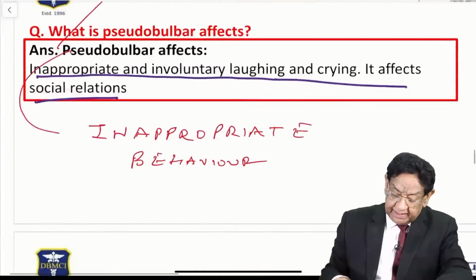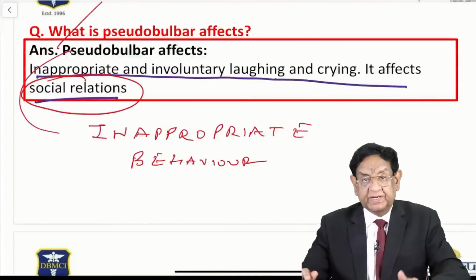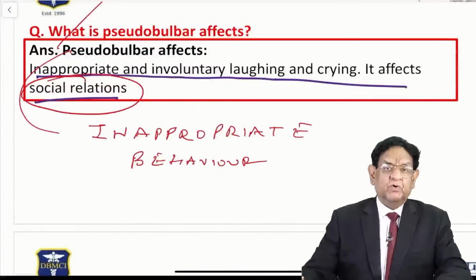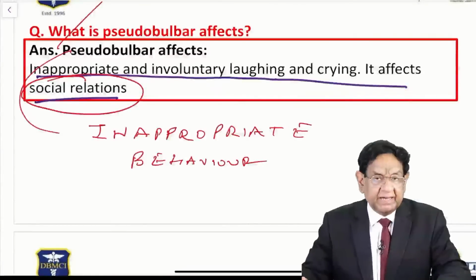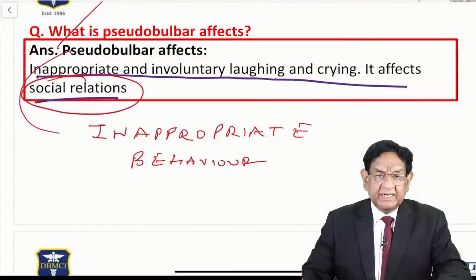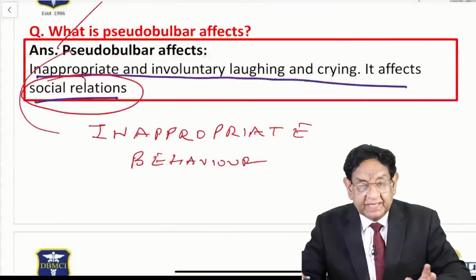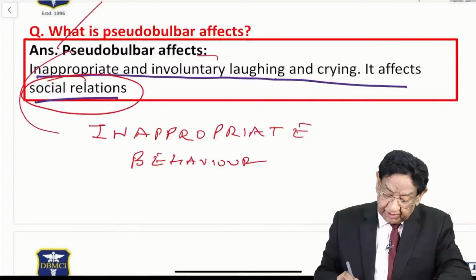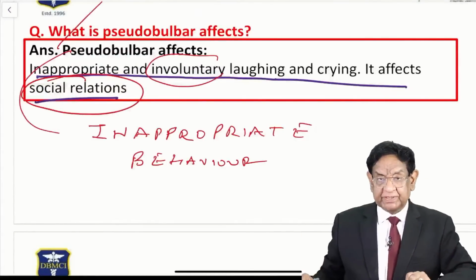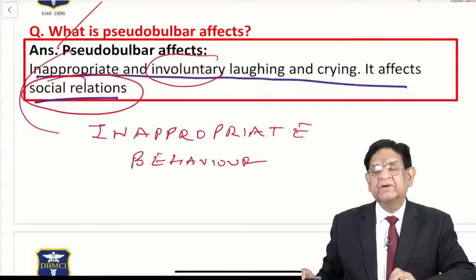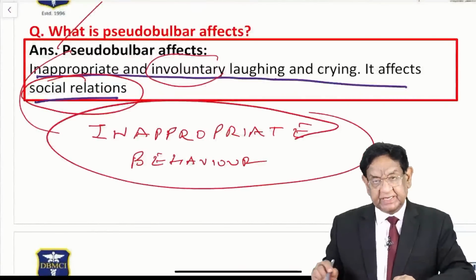But the problem is it affects social relations. Definitely. You have gone to a party of a host who has invited you, doing a beautiful party, everybody coming, and this gentleman is crying. So definitely the host will be very uncomfortable: why is my guest crying? So what the books write is, if the patient has a problem like this, you must inform the host that this problem is there. It's not deliberate, it's involuntary. That point is again very essential to tell the host also. Anyway, as far as we are concerned, from the exam point of view, it's inappropriate behavior. In a nutshell, that is pseudobulbar effect.